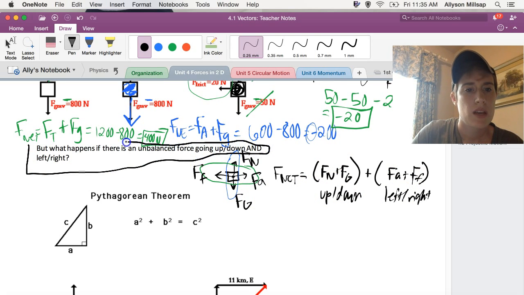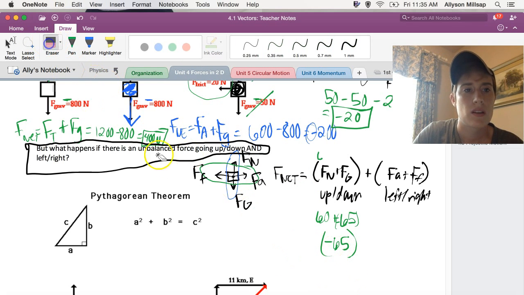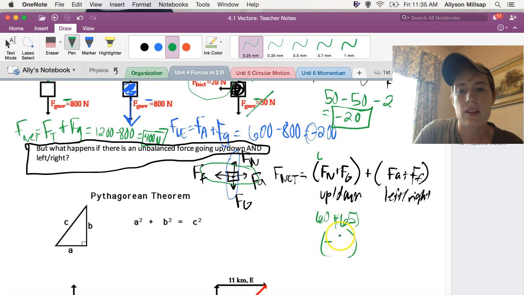What happens if you have an unbalanced force up and down and left and right? Let's say my normal force was 60 newtons. Let's just say that. Let's say my gravitational force was 65 newtons. Remember, it's a negative value. What does that mean? Well, my normal force and my gravitational force in this particular instance aren't equal. So let's say, oops, I did my addition wrong. So I have a -5 here for my object.